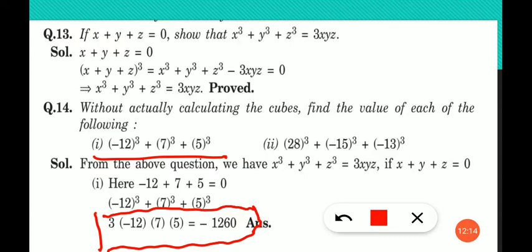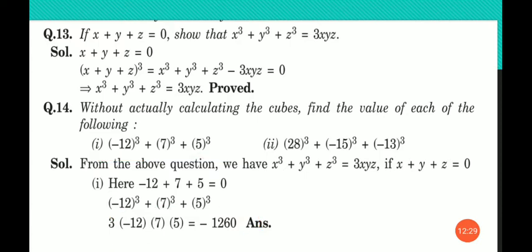Okay, so simple, na? We don't have to calculate the cube. If the sum of the three numbers is coming 0, which means that their cube sum is equal to 3 multiplied by the numbers. Okay, very easy this question. Now question number 15 you will do on your own as I am explaining question number 16.